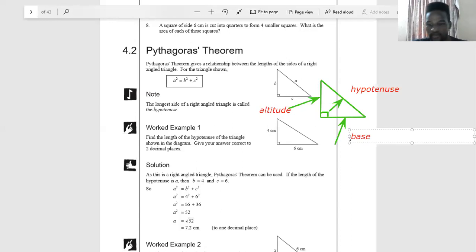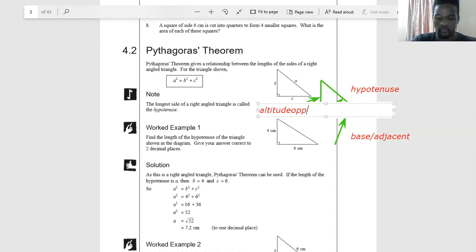The base. So the one opposite the 90 degrees is hypotenuse. The one that is straight going upwards is your altitude or height. Then the other one that is going horizontal is your base. But the base is also called the adjacent. So it's either called the base or adjacent side. This one, we will call it the opposite side.